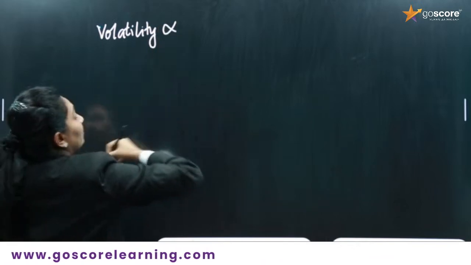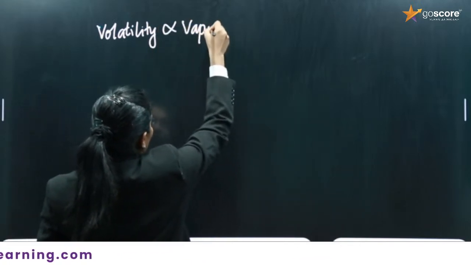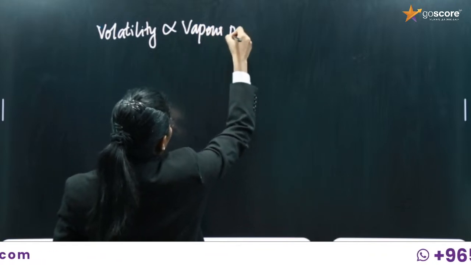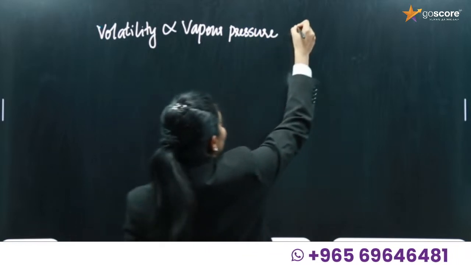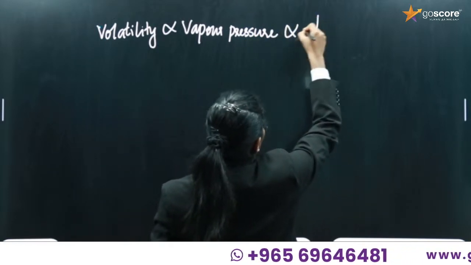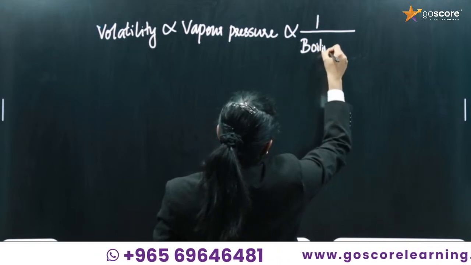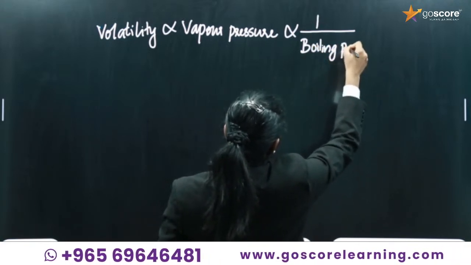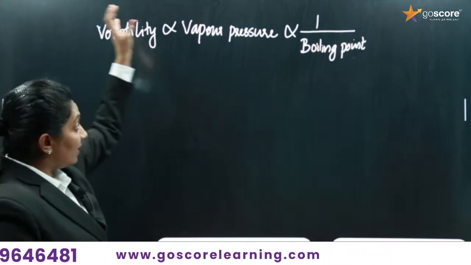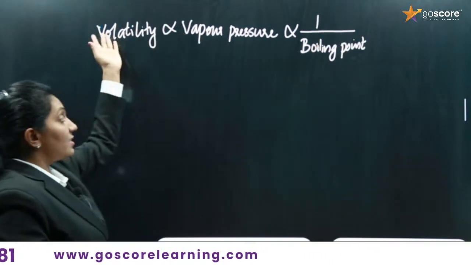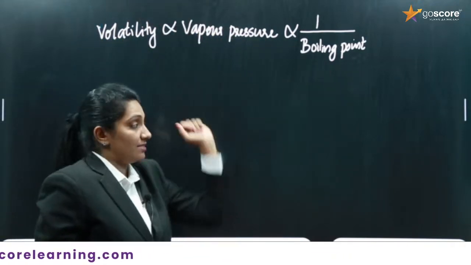Volatility is directly proportional to what? Proportional to vapor pressure and is inversely proportional to boiling point. Last part itself I told you this is very important. You have to keep it in mind. Okay. So, volatility is directly proportional. When the vapor pressure increases, volatility increases and the boiling point decreases, right?